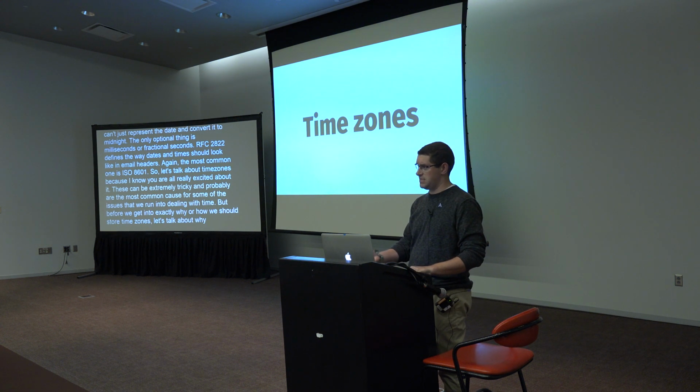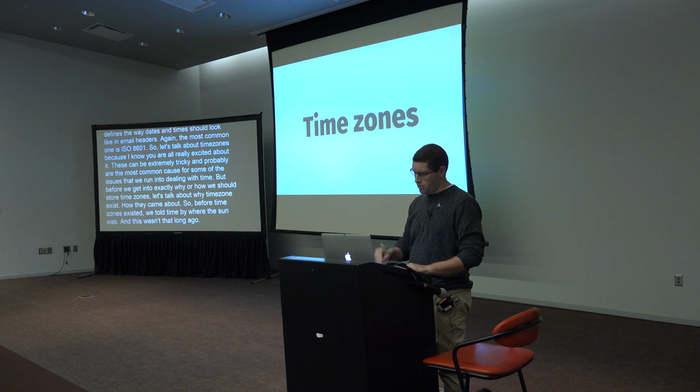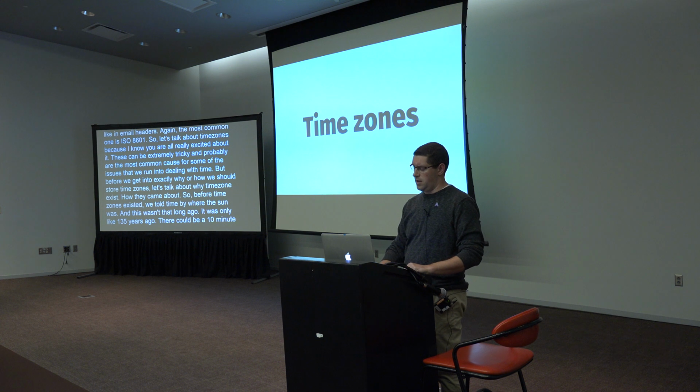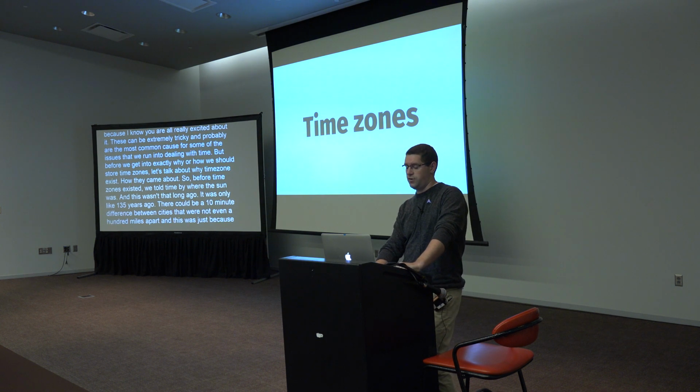So before time zones existed, we basically told time by where the sun was. And this wasn't that long ago. It was only like 135 years ago. There could be a 10-minute difference between cities that were not even 100 miles apart. And this was just because that was the standard. And it caused a lot of confusion.